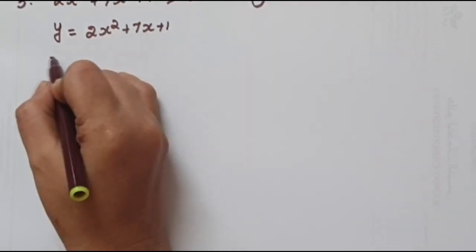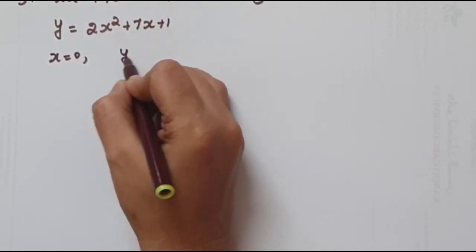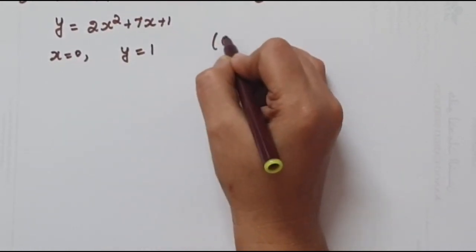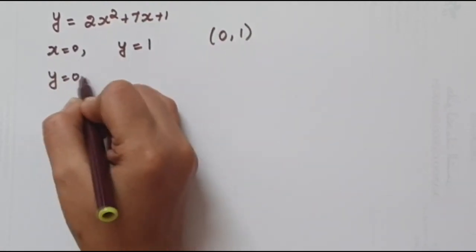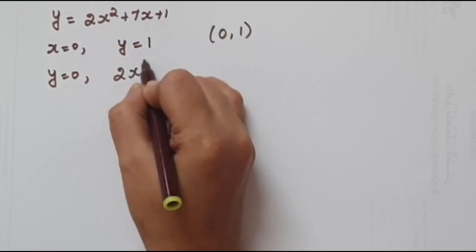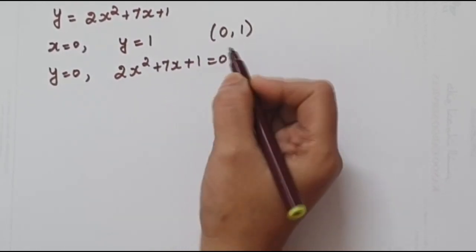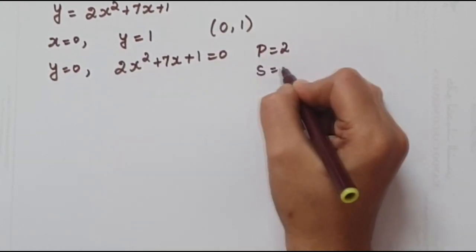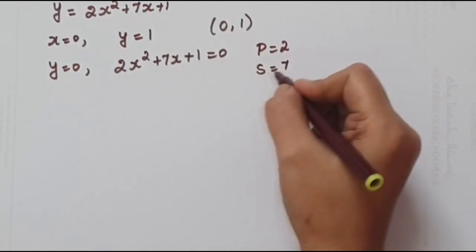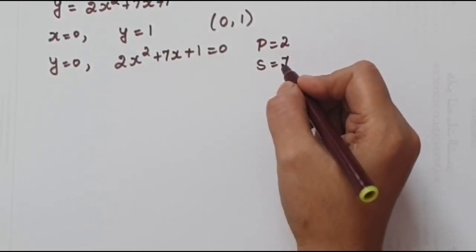So now the first thing, substitute x as 0. This will become 0. This will become 0. So y equal to 1. So our first coordinate is (0, 1). Then substitute y as 0. So it is 2x squared plus 7x plus 1 equal to 0. Now the product has to be 2 and the sum has to be 7. We cannot find factors where we can get product as 2 and sum as 7.